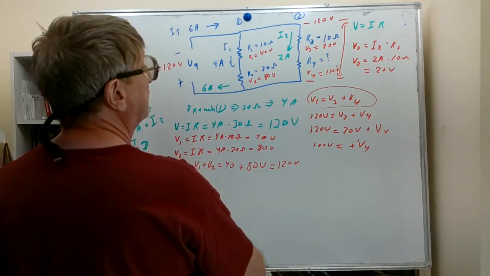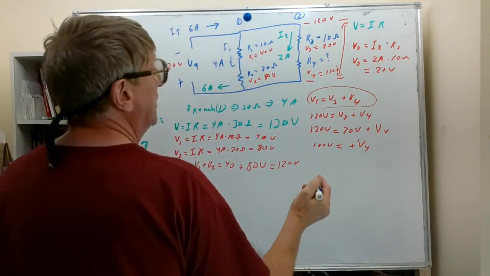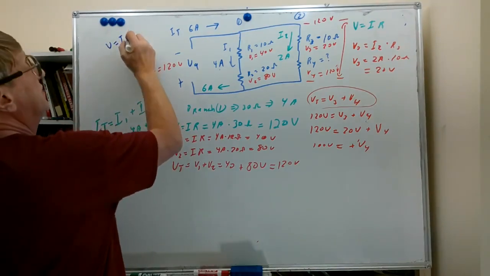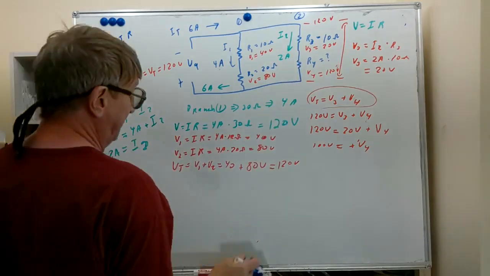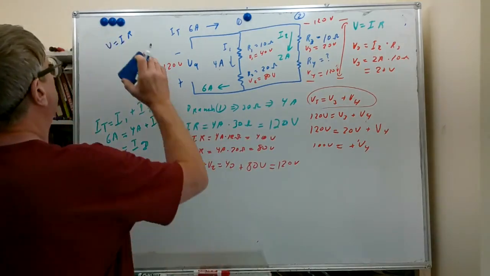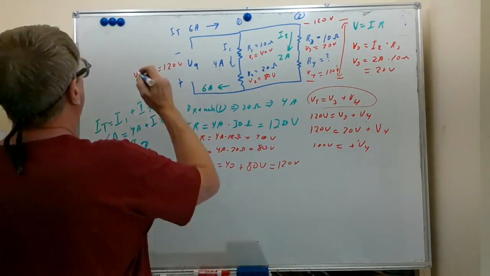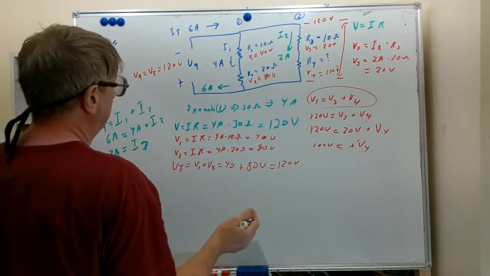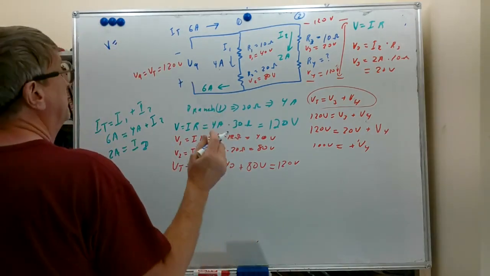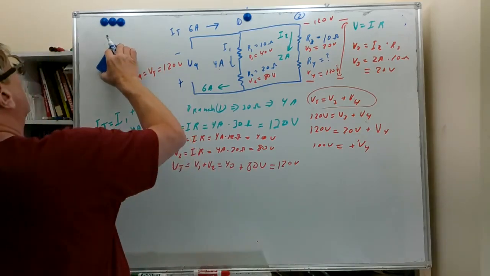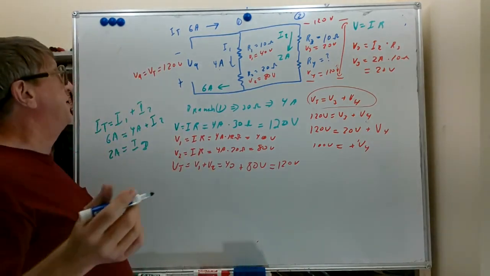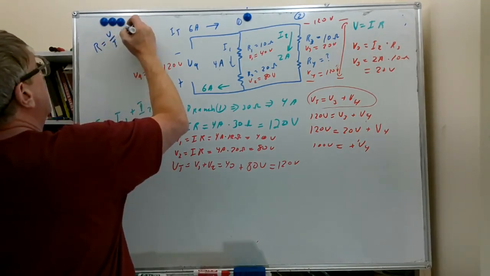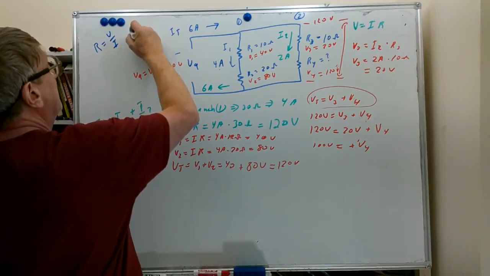Well, let's see, what choices could we have to find R4? We got voltage equals current times resistance. Well, we don't have the resistance yet, so we can't use that formula, can we? What choices do we have for formulas to find resistance? We have two of them. Resistance equals voltage divided by current.